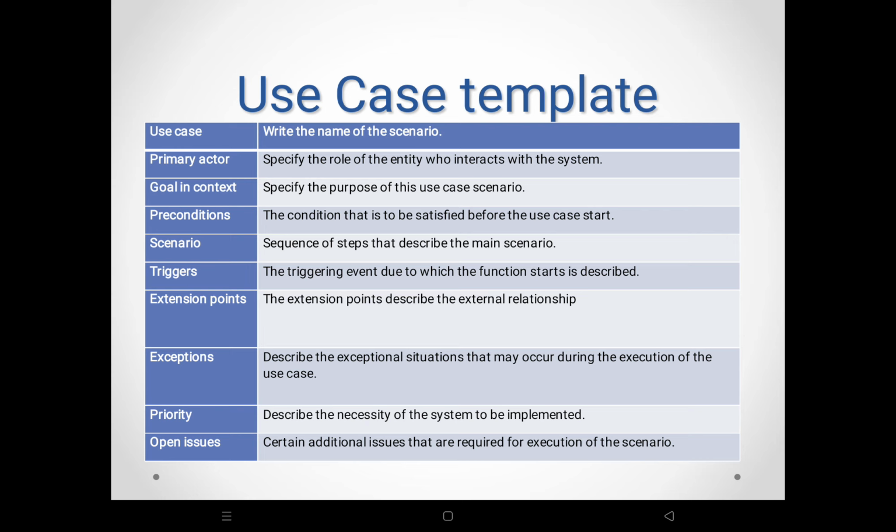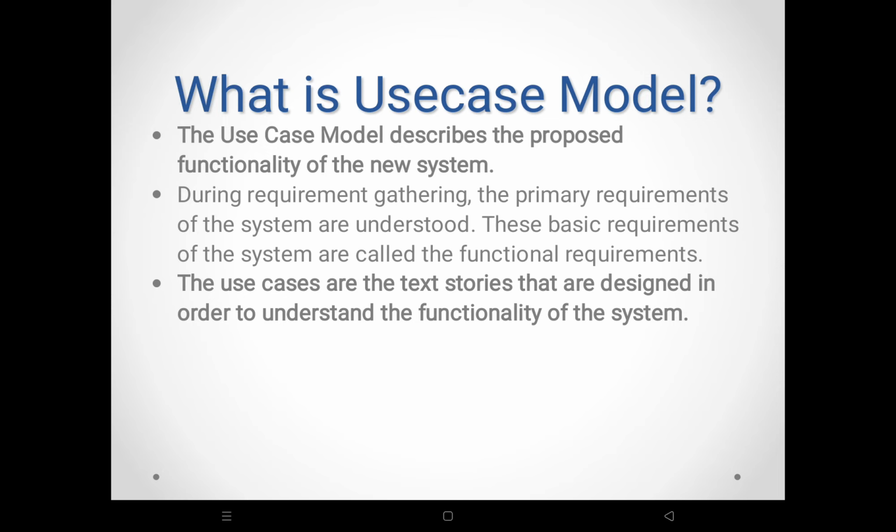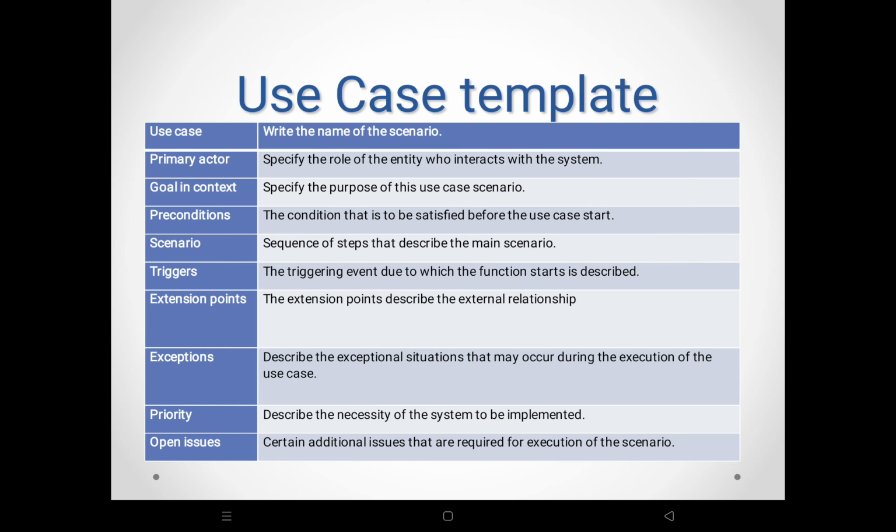Use case is the text story to understand the functionality of the system. The very important term, understand. So understand the functionality of the system. See, during the requirement gathering, the primary requirements of the system are understood. So understanding the functionality of the system is the primary requirement. So why are we writing the use case? To understand the functionality of the system.